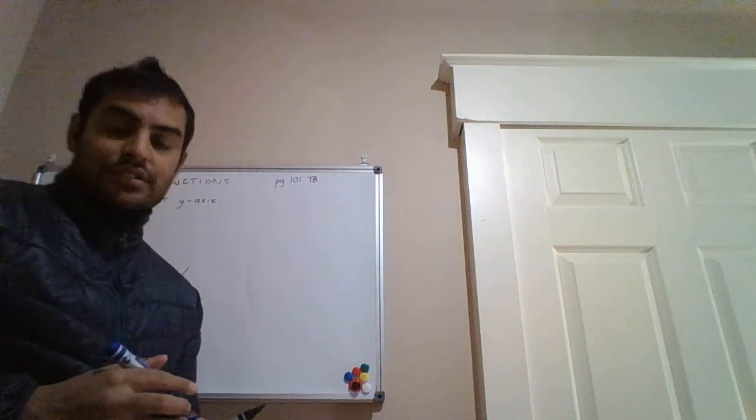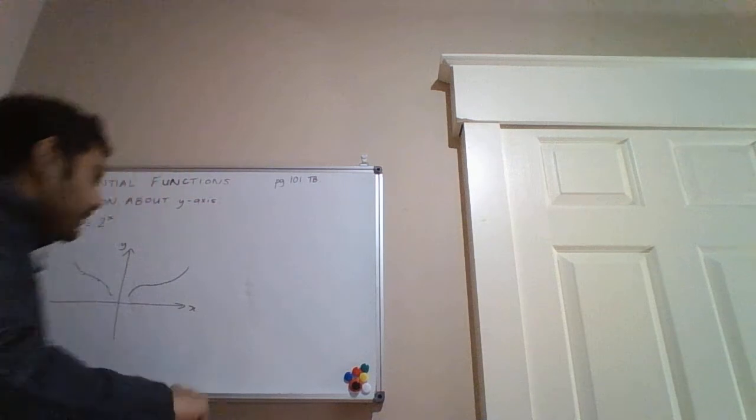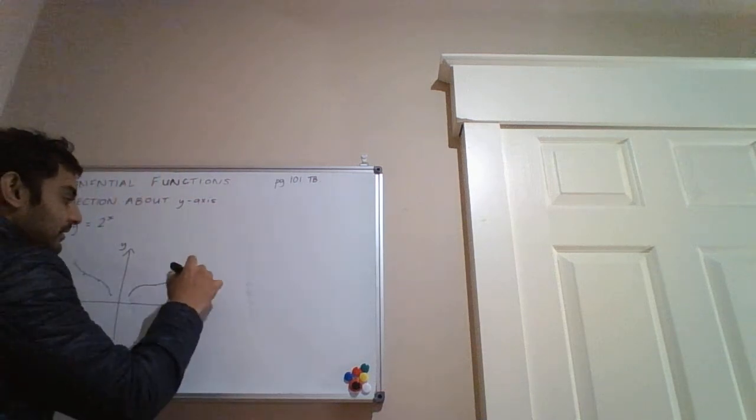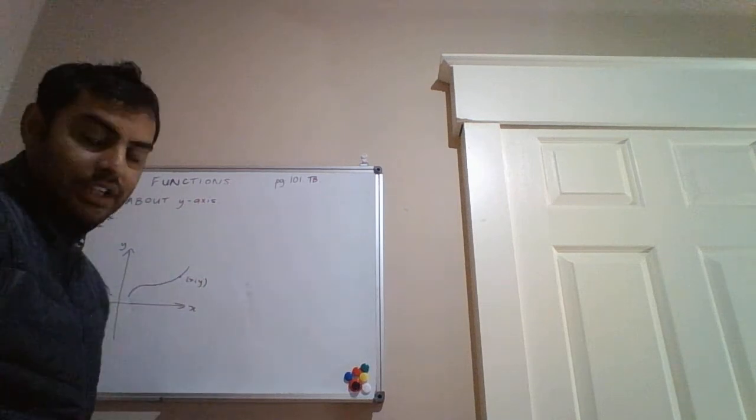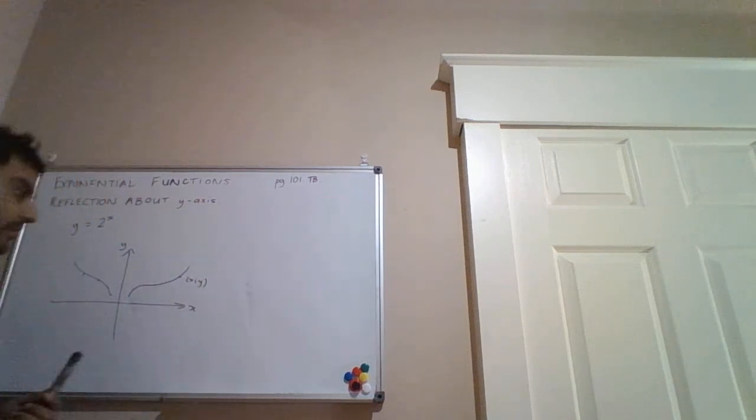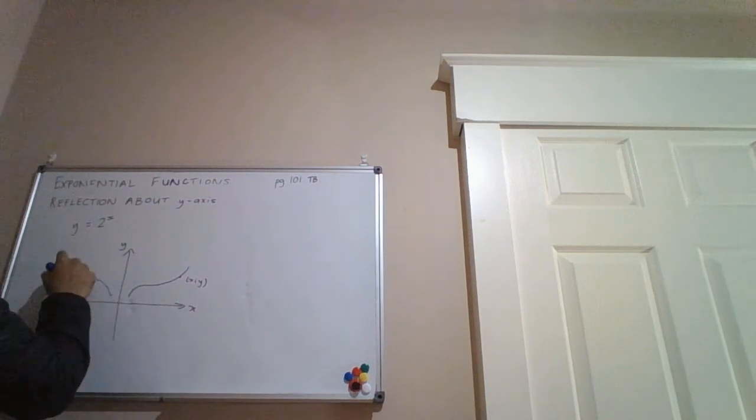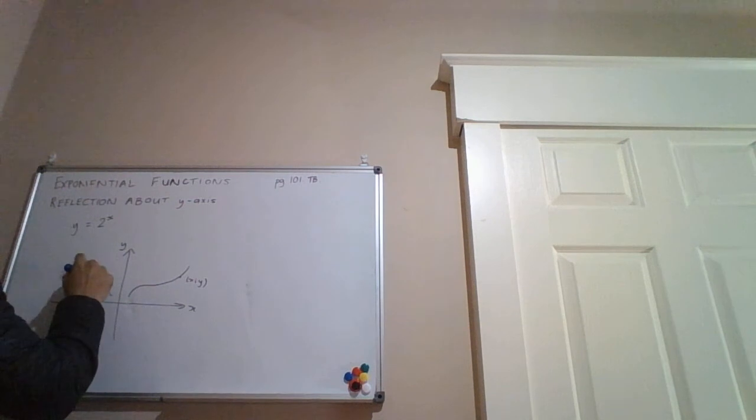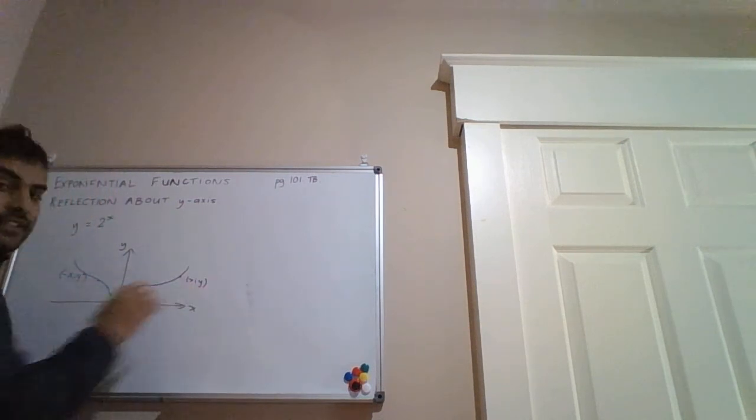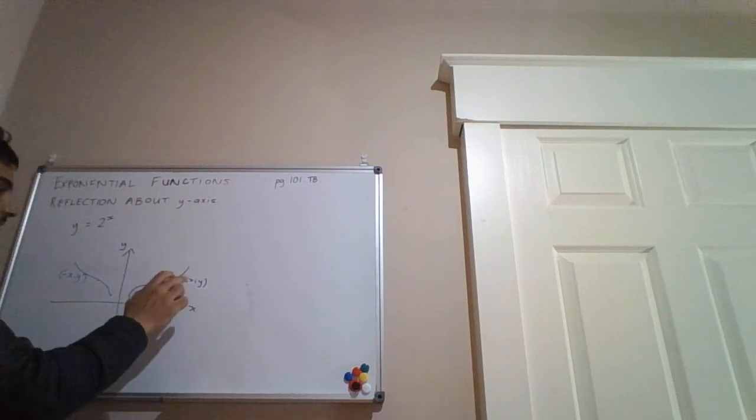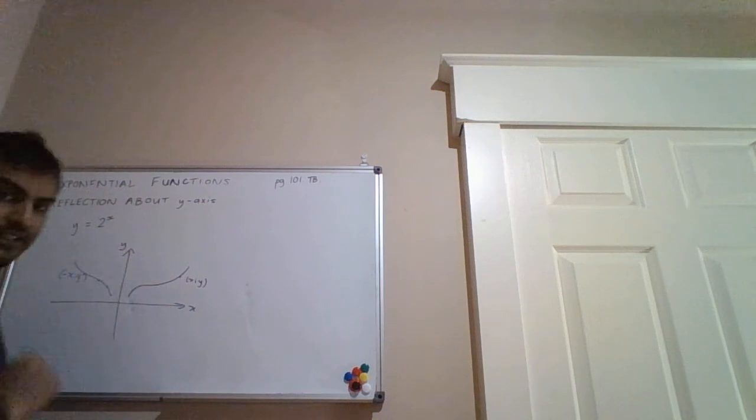So how does this translate into changes in the coordinate points? If we take any coordinate point x, y from our original graph, then the reflected point will be minus x, y. So in other words, our y value stays the same, but our x value goes from positive to negative.